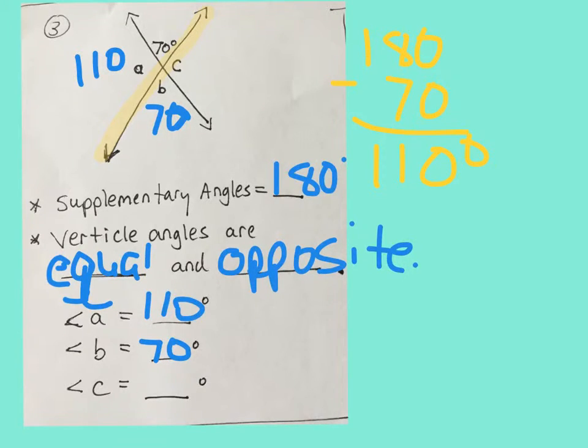So 110. Now I'm going to use my knowledge of vertical angles again to solve angle C. Well, if A is 110, well, C is opposite that. So I know that C would have to equal 110 also.